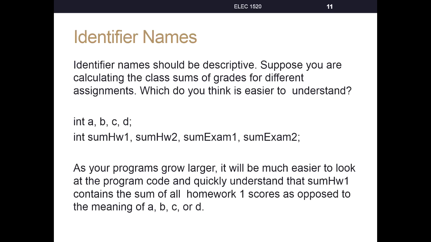Now, if your program's relatively short, it might be easy to remember what A, B, C, and D are. But if anyone else comes to look at your program and try to look at A, B, C, and D, especially if you don't have any comments in there, it becomes very difficult to understand what you mean by that. So use descriptive identifier names. You will be graded on that in this class as well. Always use descriptive names.